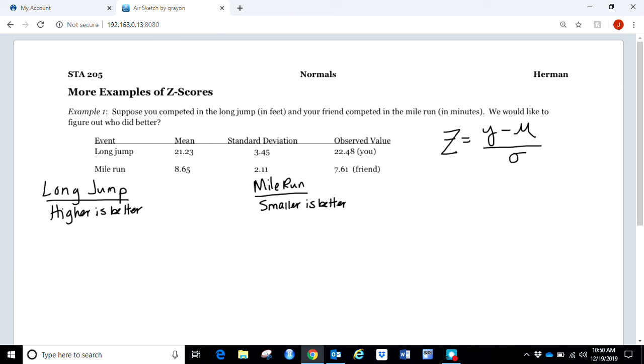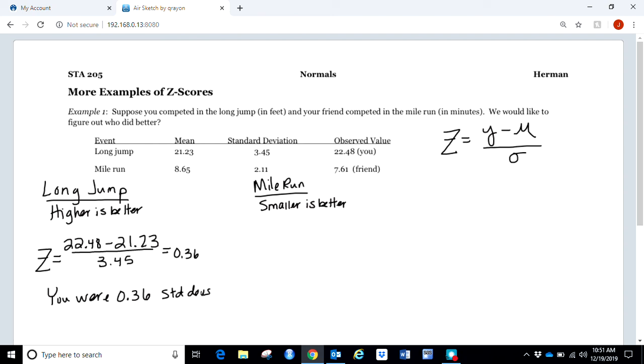So let's do that calculation for you in the long jump. Your long jump distance was 22.48 feet. The mean distance jump was 21.23 feet with a standard deviation of 3.45 feet. This gives you a z-score of positive 0.36. Now recall, why is it positive? Well, it's positive because you jumped further than the mean. More specifically, you were 0.36. Recall our units here are standard deviations. Since you were higher, you were then better than the mean. So you were better than the mean, but not by a lot. I mean, remember, the z-scores have an average of 0, so you're a little bit above the mean.